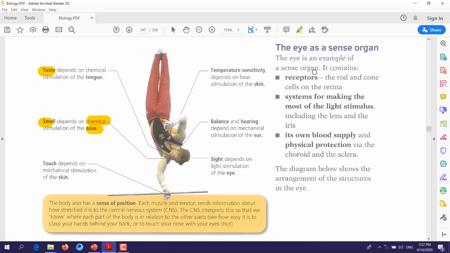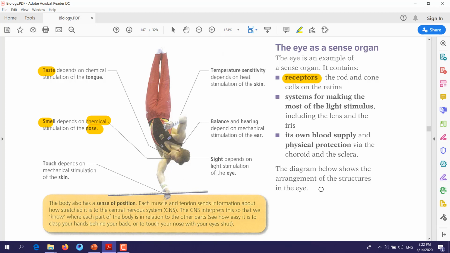The eye is an example of a sense organ. It contains what? Receptors. For example, the rod and cone cells on the retina. Then systems for making the most of the light stimulus, including the lens and the iris, its own blood supply and physical protection. Now, the eye consists of a receptor, a system for making the most of the light stimulus, and also, as we said, all sense organs need a food supply that comes through the blood.